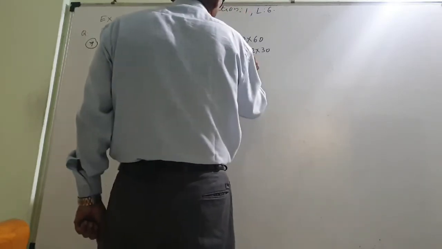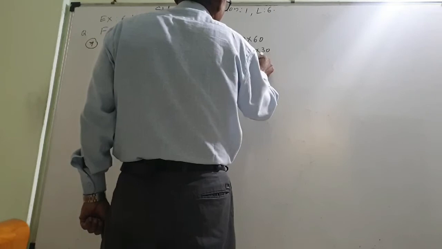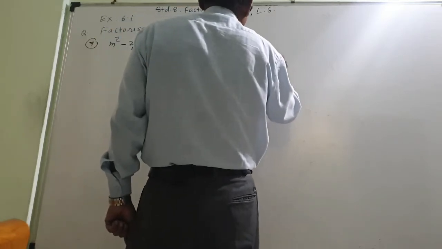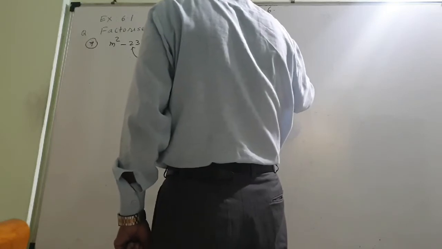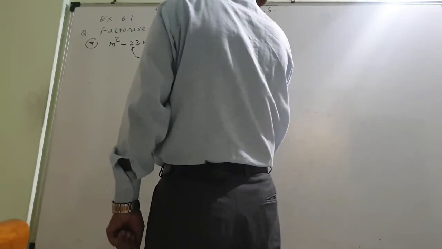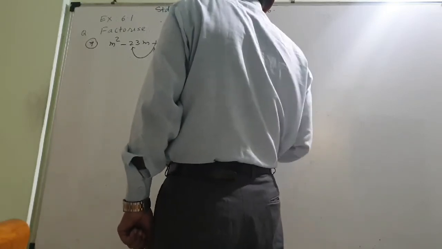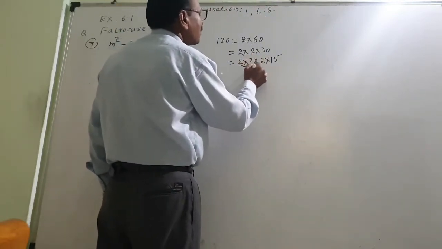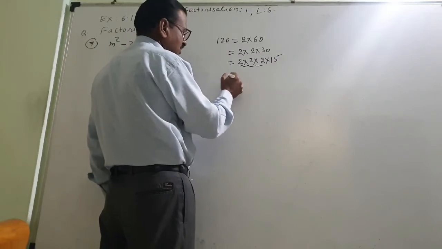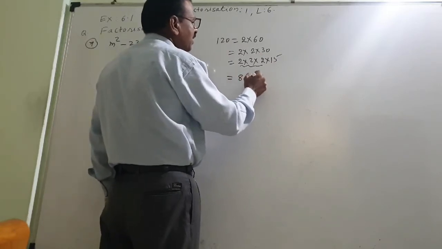No. So that is equal to 2 into 2 into, this is 2 fifteens. So 2 twos are 4, 4 twos are 8, this 8 plus 15. 8 plus 15 is 23. So here my factors are 8 into 15.